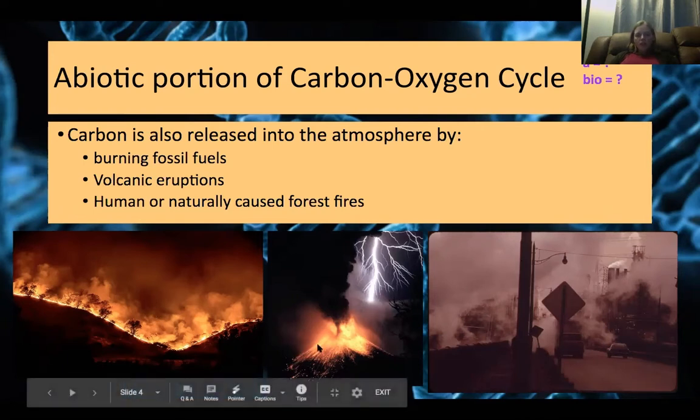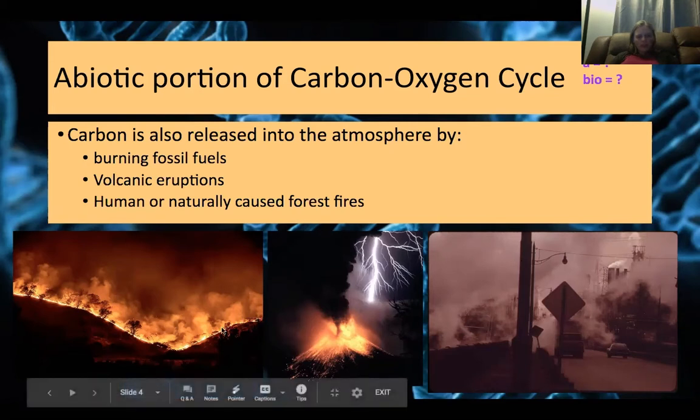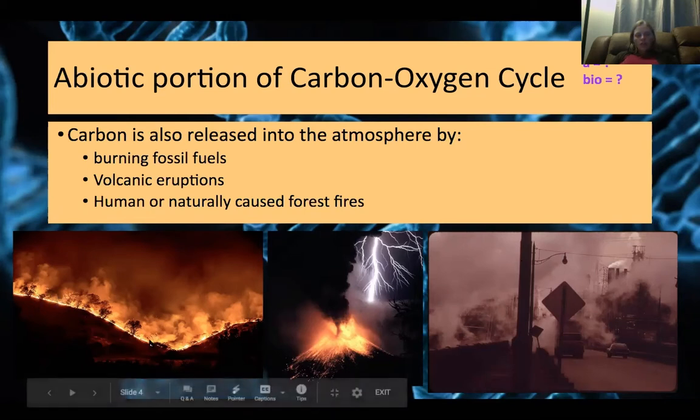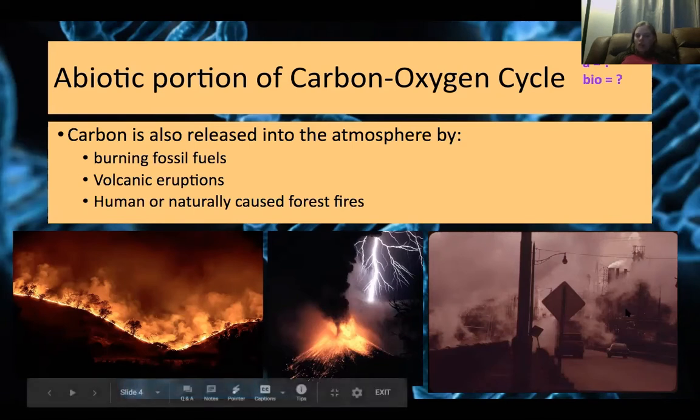We also have volcanic eruptions. You can see the smoke leaving from this volcano as chemicals are released from the earth. And anytime you burn something organic, like a fossil fuel or wood, for example, then you're going to get carbon dioxide released in the smoke as that organic thing is burning. So whether a forest fire is human or naturally caused, carbon dioxide is going to be released by that fire into the atmosphere.